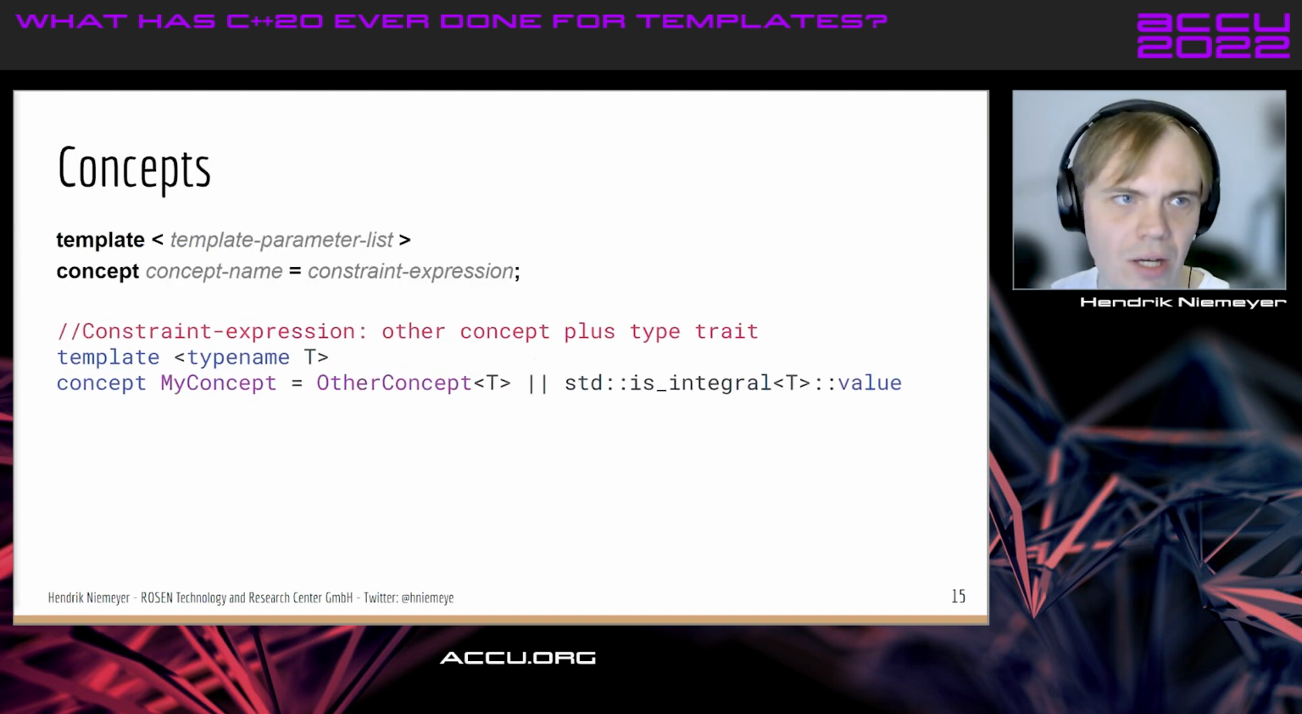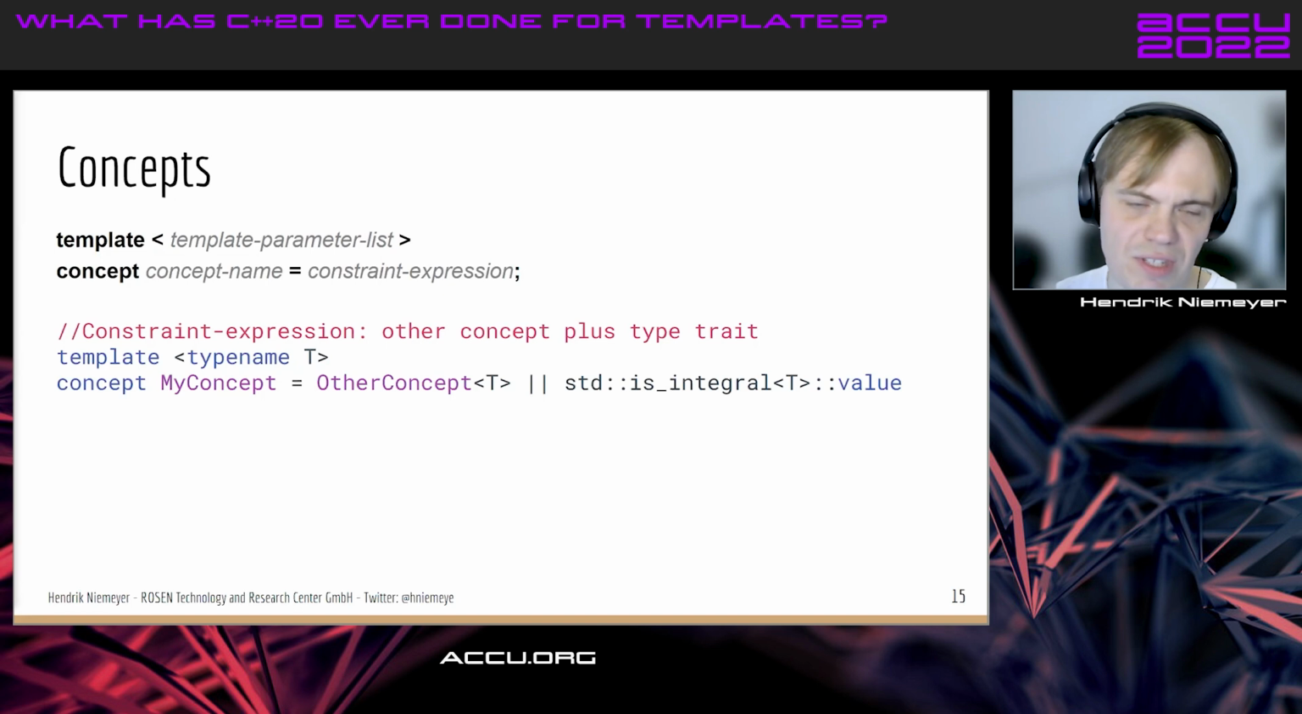So how would we write our own concept? Here this slide says it all. We start with the template keyword, then a template parameter list, the concept keyword. We give our concept a name, and then this is followed by a constraint expression. And the interesting question here is, what is a constraint expression? A constraint expression is a combination of other concepts and compile time Booleans and/or requires expressions. And we will learn later on what requires expressions are.